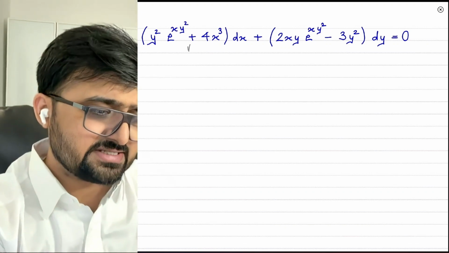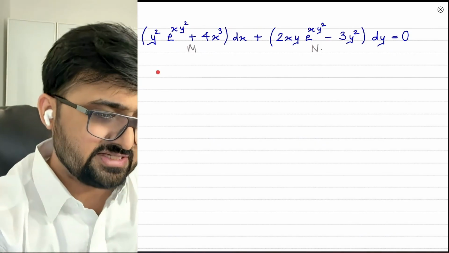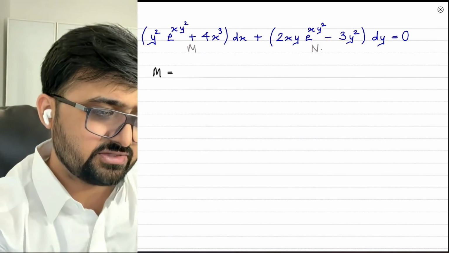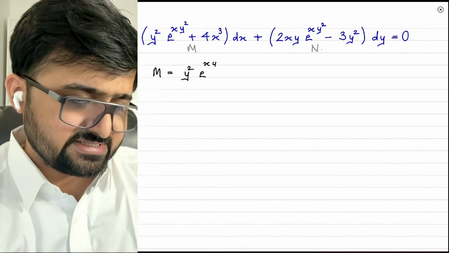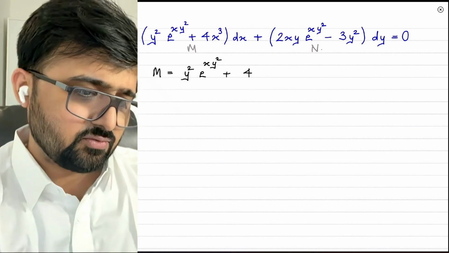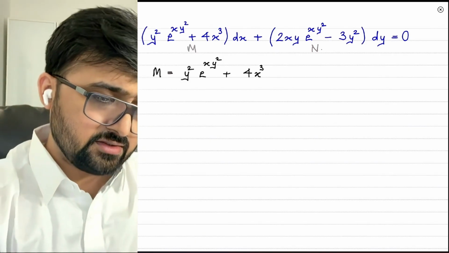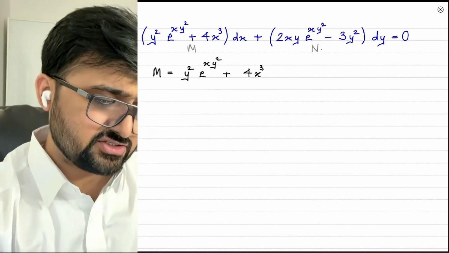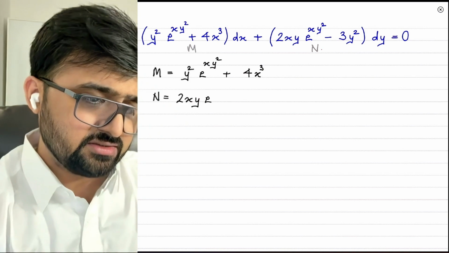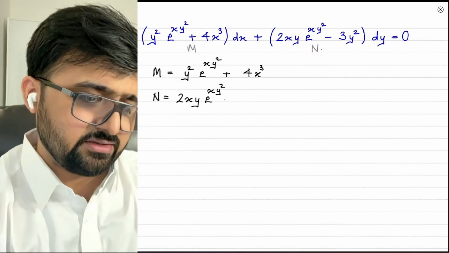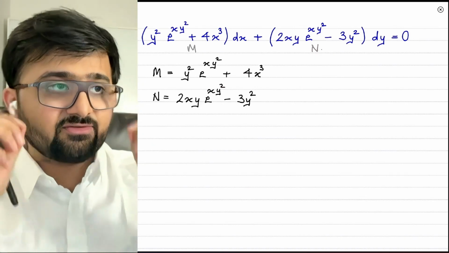First of all, you understand that this is your m, this is your n. You have your m and n ready. So let's write it down. Let's say your m is equal to y square into e raised to xy square plus 4x cube, and your n is equal to 2xy e to the power xy square minus 3y square. So we have our m and we have our n.